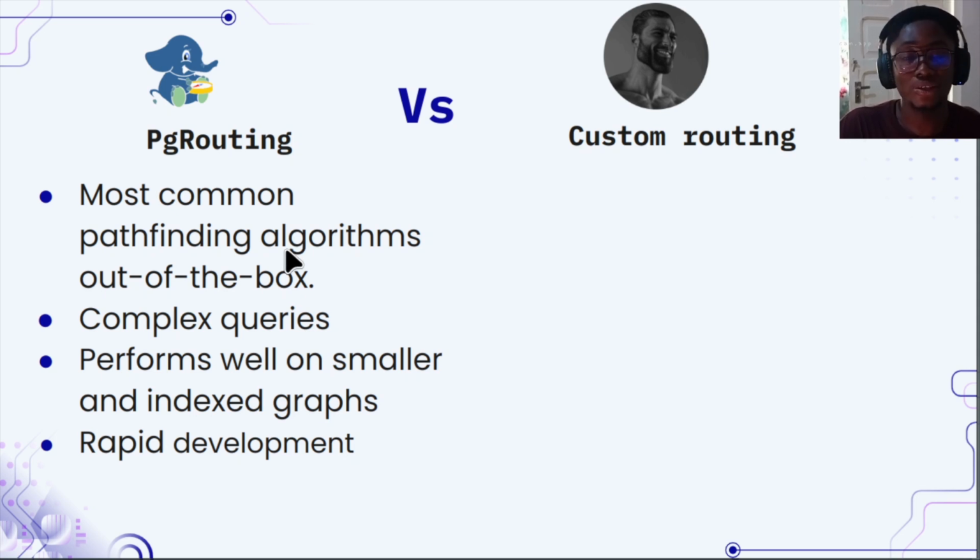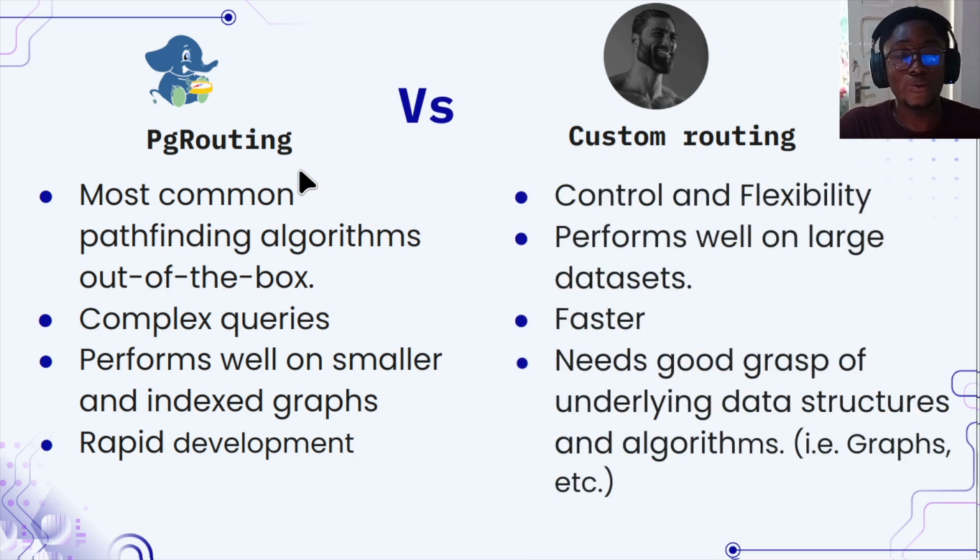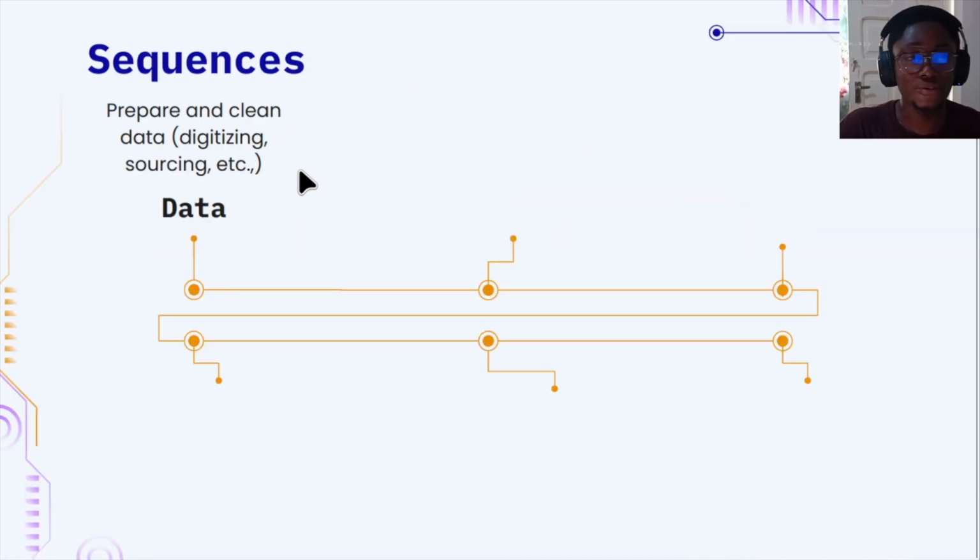But you do need a solid grasp of data structures, right? Like graphs. You don't need to know everything about graphs, but just the basics to get you up to speed, right? Yeah, so custom routing can most of the time give us more control, especially for unique needs or some level of optimizations. Depending on the complexity and flexibility we need, we can choose either route. And from my personal experience, custom routing is faster than pgRouting, especially on large data sets. All right, so that's it for pgRouting versus custom routing.